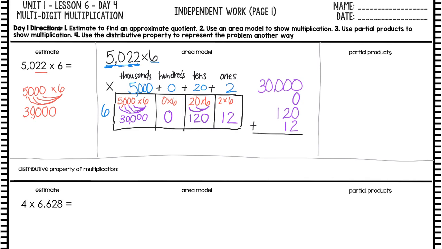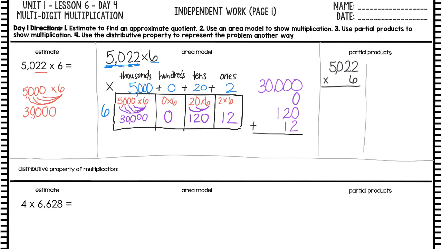Now we will begin partial products. In order to do partial products, we first need to write our equation. So we have 5,022 times 6. Now to keep my partial products organized, I'm going to draw my little line here so that I can write the numbers that I'm multiplying over here and my partial products below the equation.